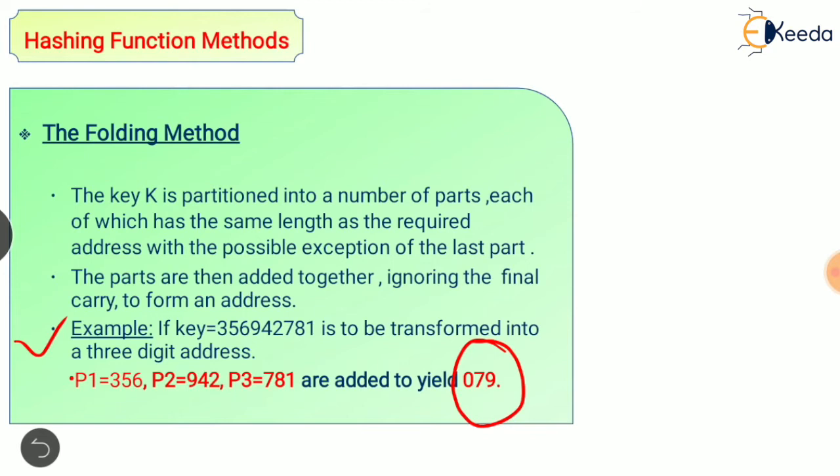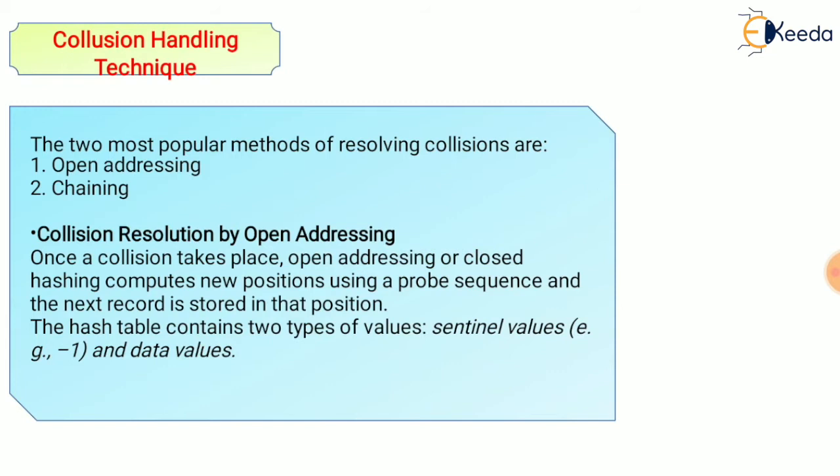So this is also one kind of a folding method that you can use in the hashing example. Now we discuss here what is collision handling technique, or what is collision. So in the previous slide we took an ideal example to understand hashing. Because of that we did not come across any collision of data.